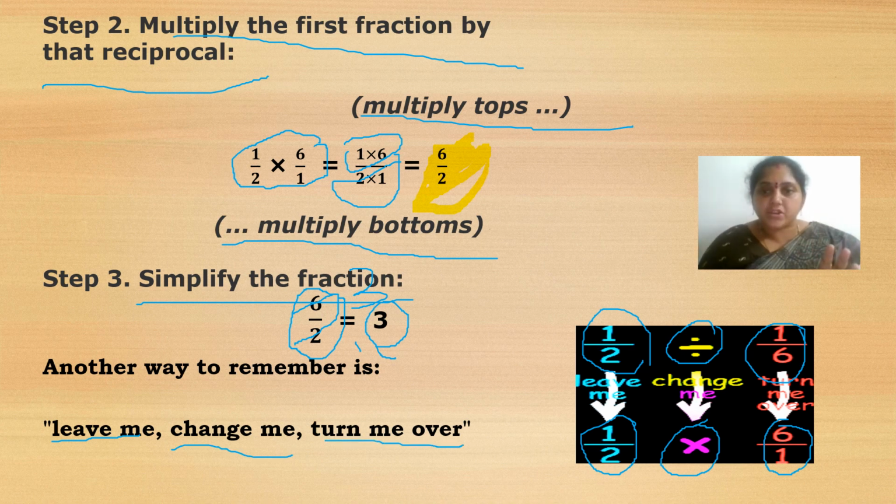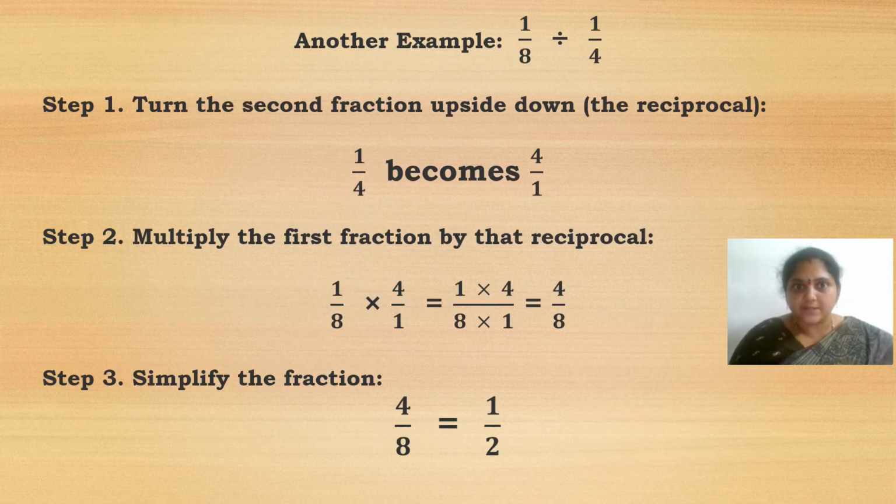Leave the first fraction, change the division sign into multiplication, and the third one is turn me over, change the digits in the numerator and denominator. This is how you are going to divide fractions. Now we will see the next example.